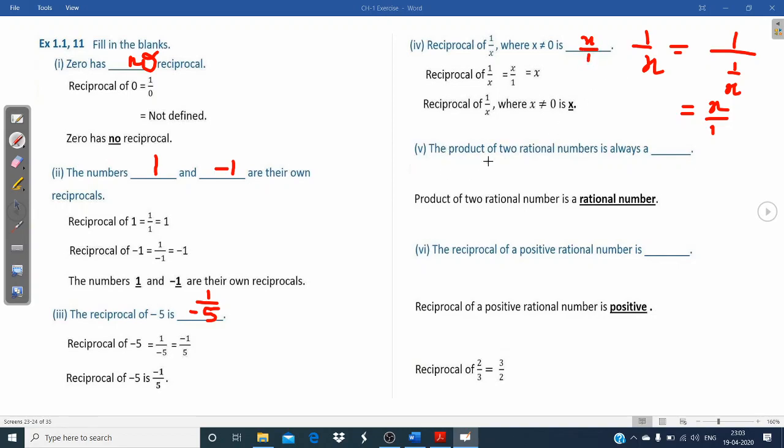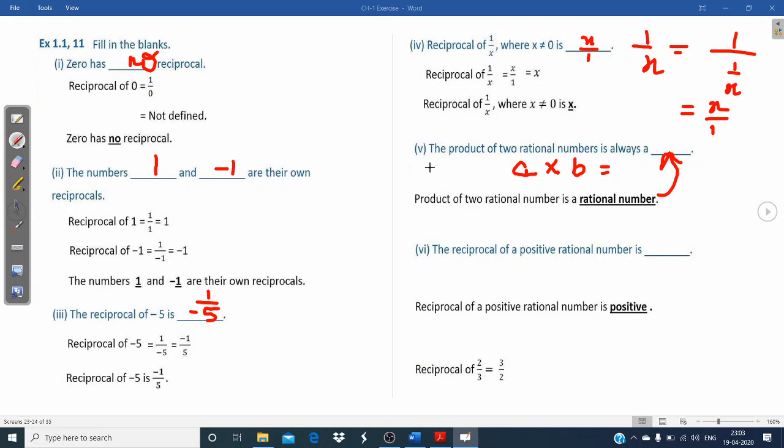Fifth part, the product of two rational numbers is always a rational number. This we have already seen. If you multiply two rational numbers, a multiplied by b, both rational numbers, you will always get a rational number.